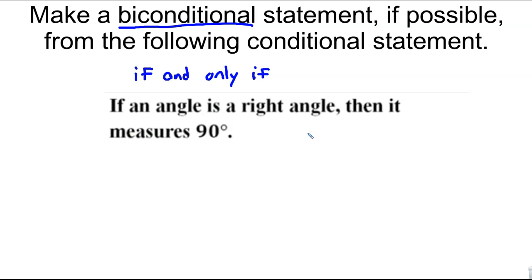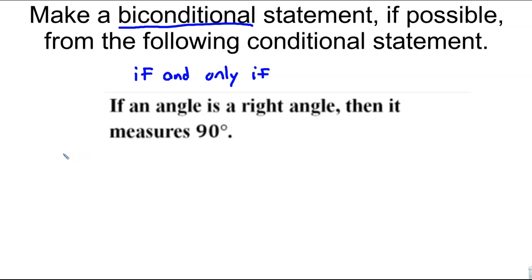So this one says if an angle is a right angle, then it measures 90. We'll say that's true. Now let's look at that in the opposite direction. If an angle measures 90, then it's a right angle. That's also true. So since it's reversible, I can write a biconditional statement.